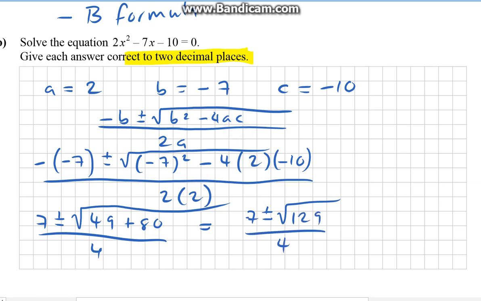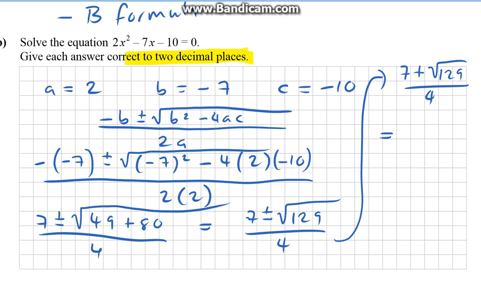So let's get our answers. I'm just going to bring it up here. We'll do 7 plus root 129 over 4 first, and that'll give us an answer. To 2 decimal places, that would be 4.589, so equals 4.59.